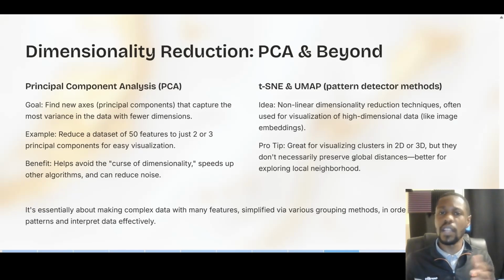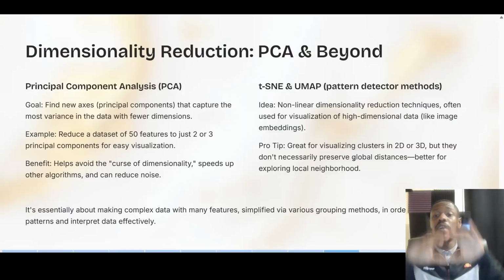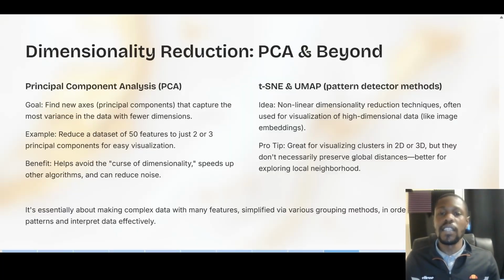So we have other methods as well, such as TSNE and UMAP, and so these are essentially different pattern detector methods. So the idea is that you have nonlinear dimensionality reduction techniques, often used for visualization of high dimensional data like image embeddings.